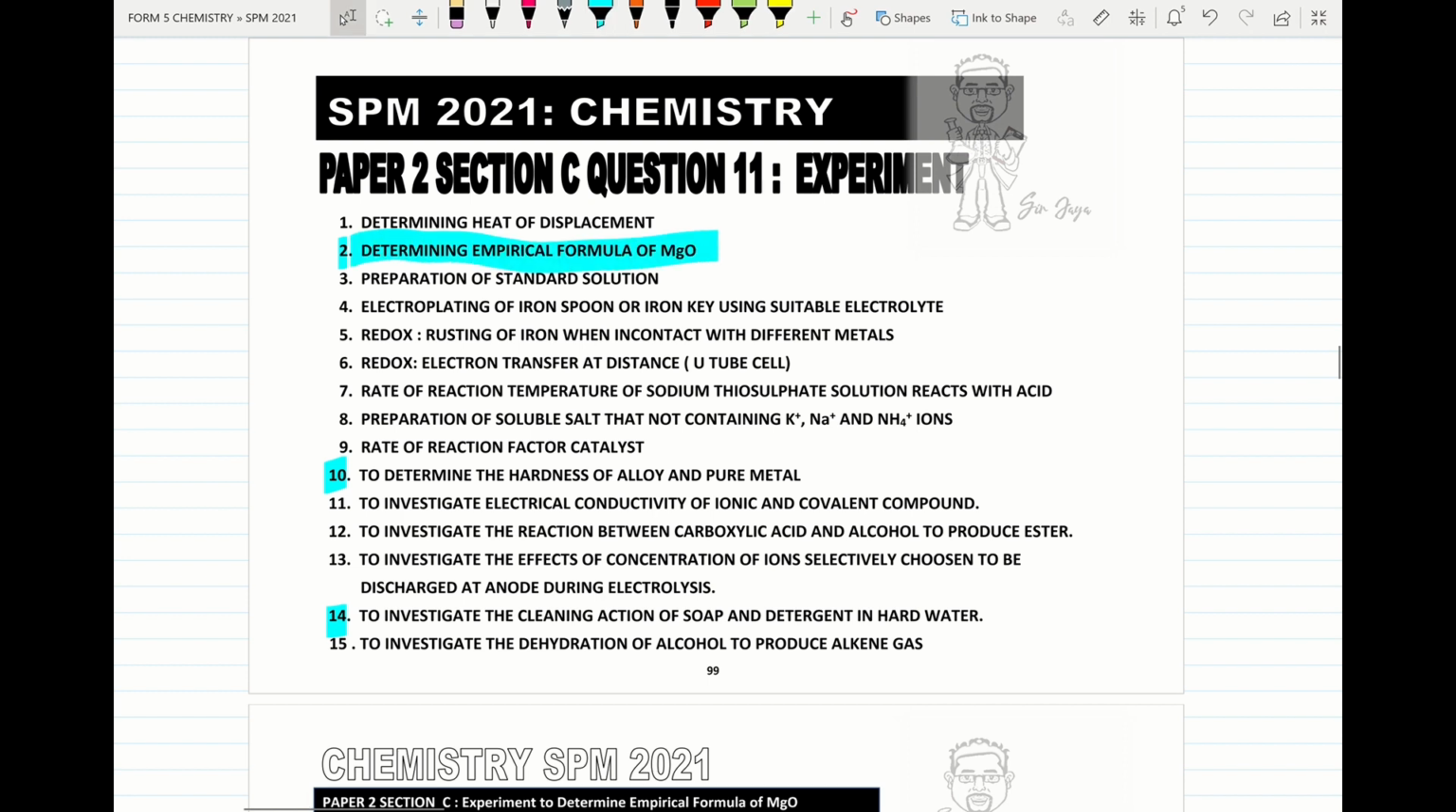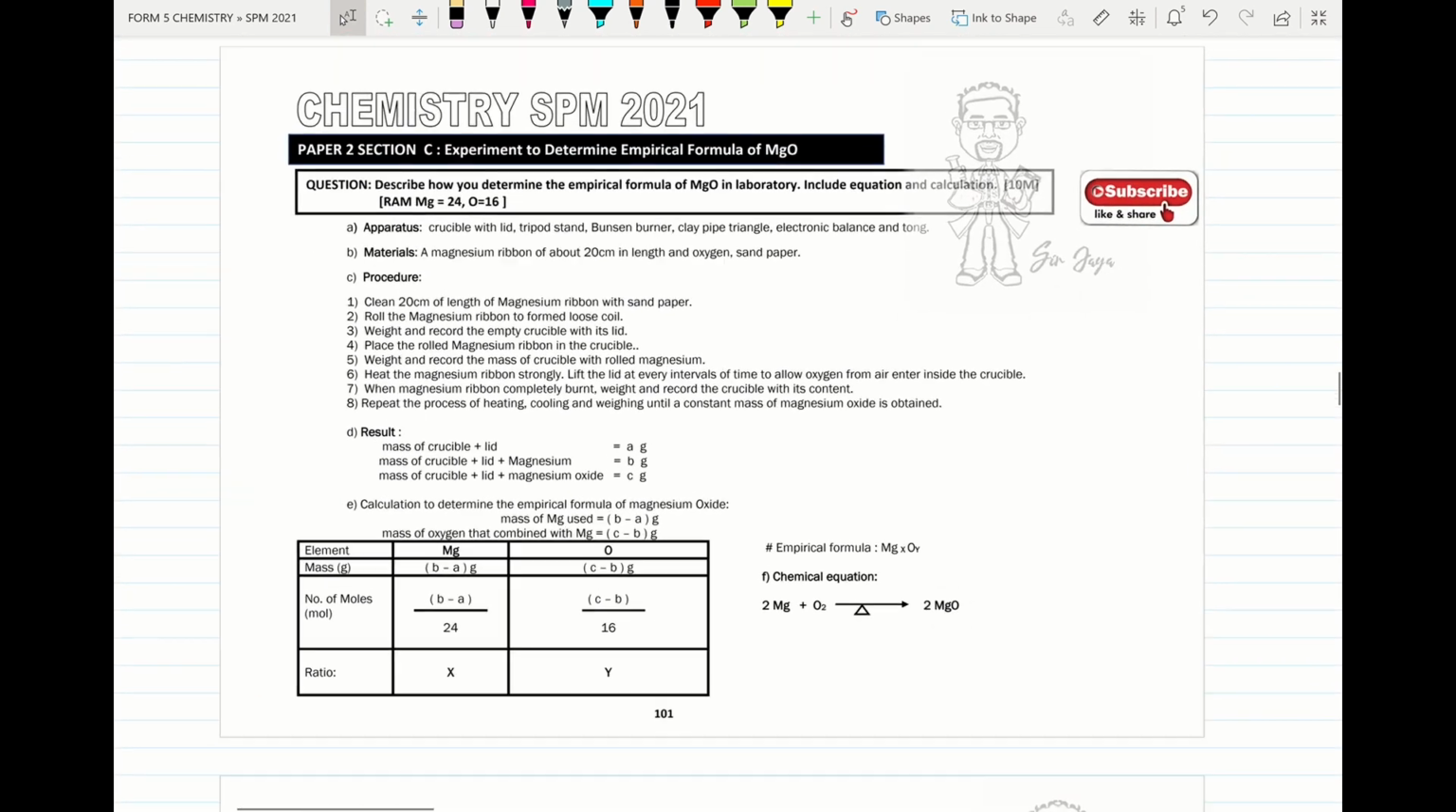Okay, if got time, please study determining the empirical formula of magnesium oxide, to determine the hardness of alloy and pure metal, and very important, this one I already discussed under chapter 5, to investigate the cleaning action of soap and detergent, and one more, vulcanization, elasticity of vulcanized rubber. All right, so we move on to the first one.